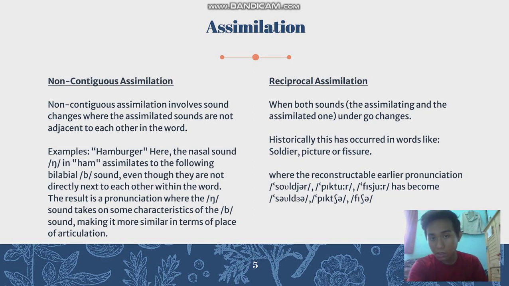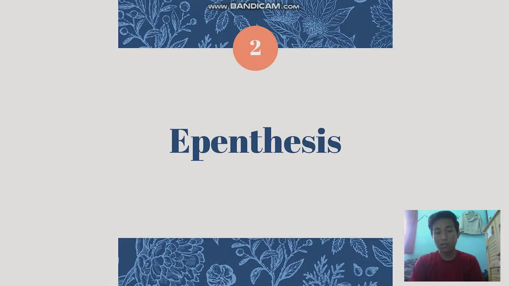Next, we have reciprocal assimilation. Reciprocal assimilation occurs when two neighboring sounds mutually influence each other. Both sounds undergo modification to become more similar. The distinction of this type is that reciprocal assimilation involves a bidirectional influence, setting it apart from unidirectional assimilation.